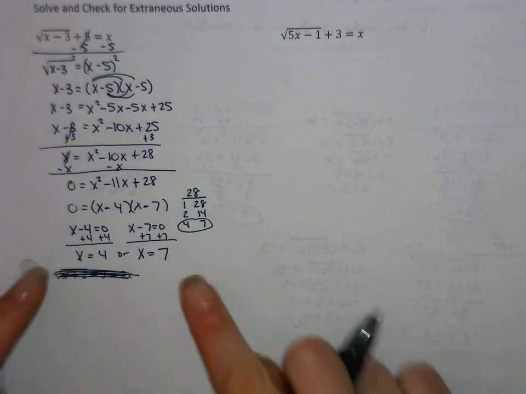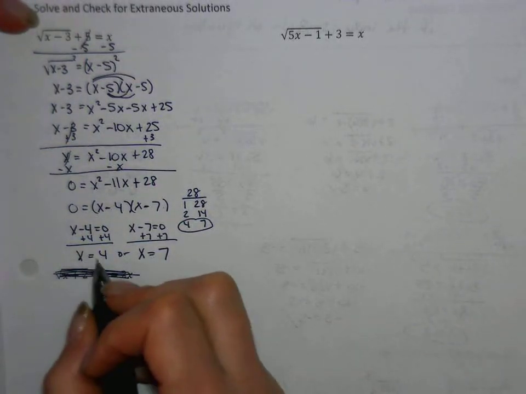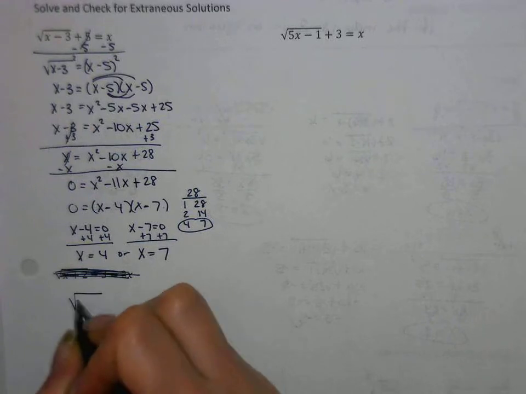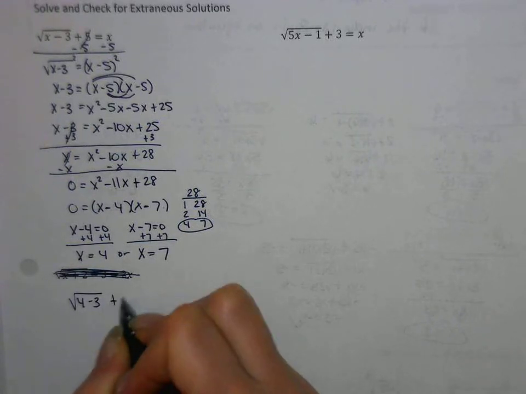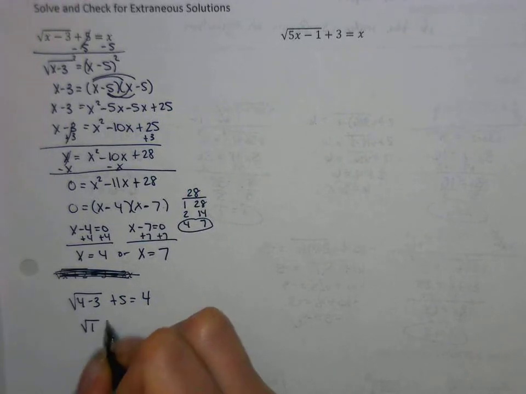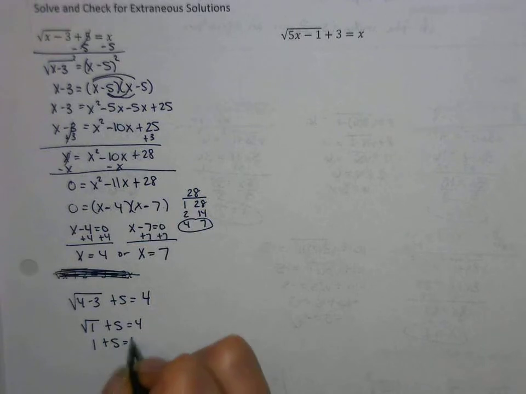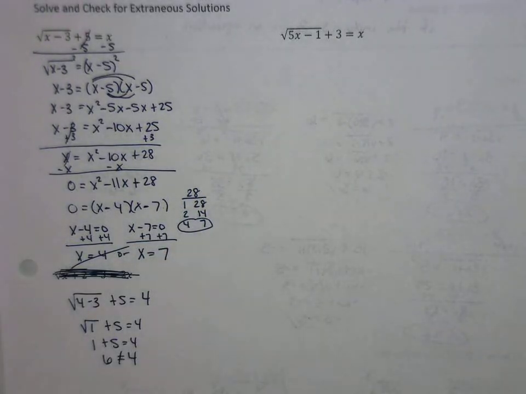So once we get our two solutions, we have to check to make sure and see if they are actual solutions. So let's retake our problem and replace our x with 4. So we have the square root of 4 minus 3 plus 5 equals 4. 4 minus 3 is 1. The square root of 1 is 1. And 1 plus 5 is 6. 6 does not equal 4, so we know that x can't equal 4.